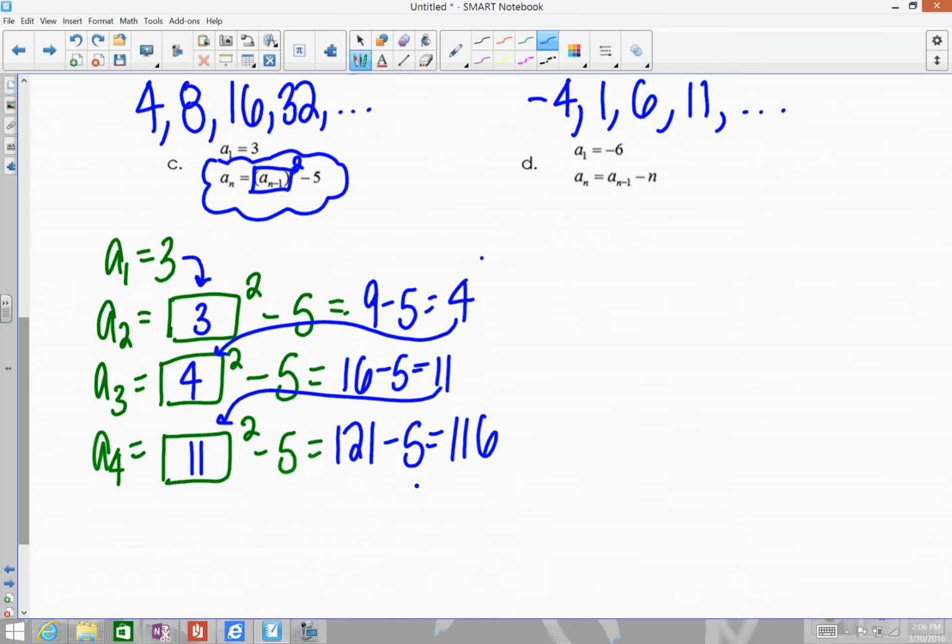So when you go to write your sequence out, we have 3, 4, 11, and 116. And the pattern continues, so we can put dot, dot, dot.